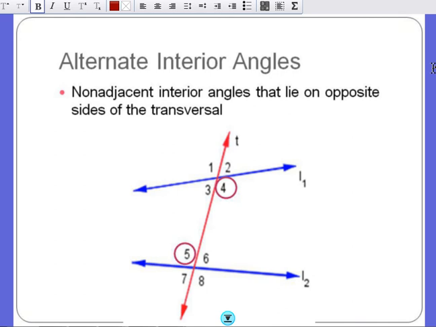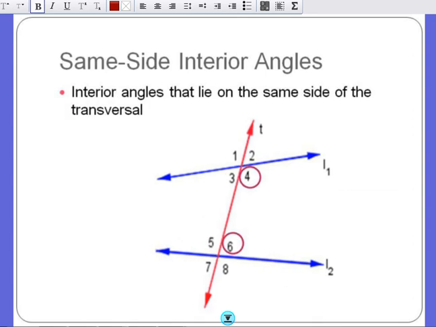Alternate interior angles are non-adjacent interior angles, so they're not next to each other, and they lie on opposite sides of the transversal. So 4 and 5 would be an example of alternate interior angles. Also 3 and 6 would be another example.